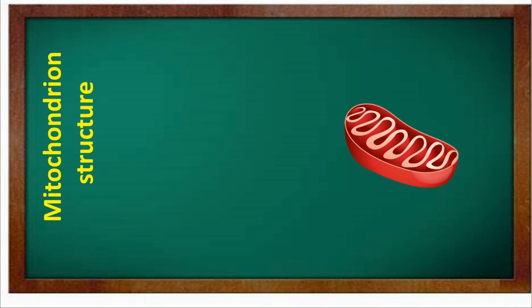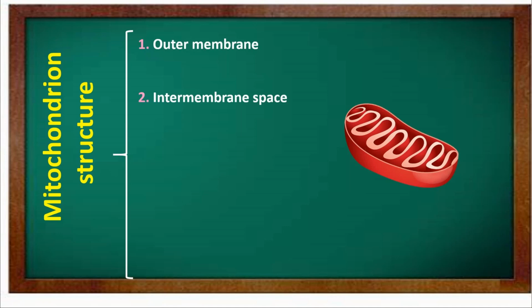Mitochondrion structure. Mitochondrion has 5 parts in its structure: outer membrane, intermembrane space, inner membrane, cristae, and matrix.